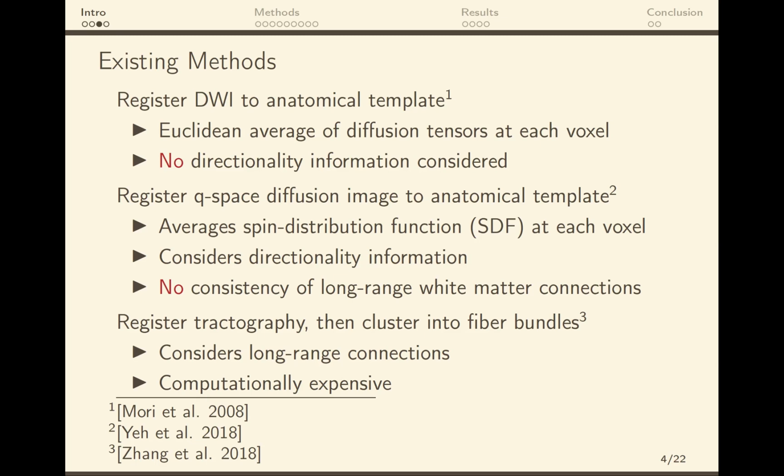A third method would register the tractography itself directly, then cluster it into fiber bundles. This does consider the long-range connections. It's computationally expensive and can be manually intensive as well.